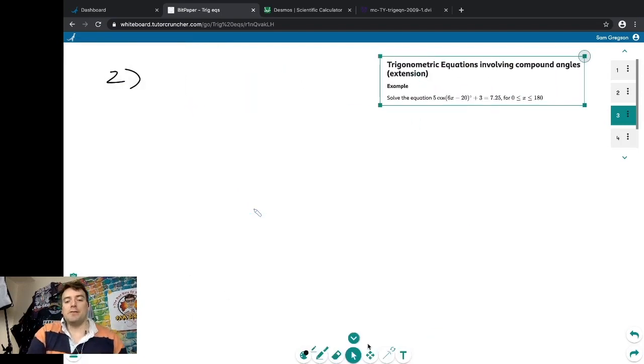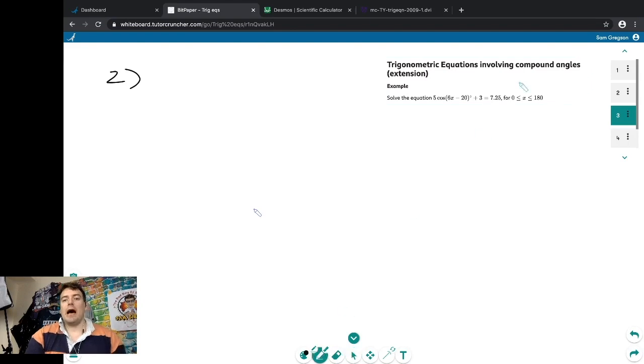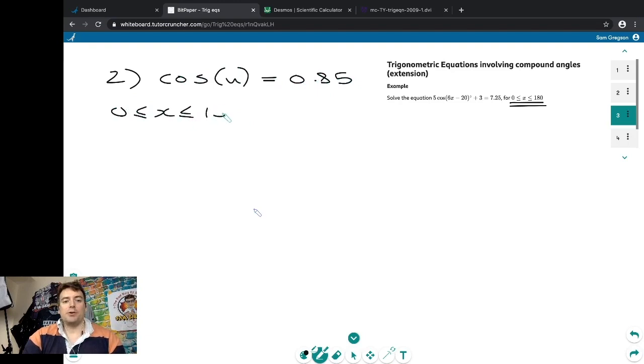Because what you've done is a substitution, and the initial range, 0 to 180, was for x. But we've changed the equation to be for u. So we've got cos of u is equal to 0.85. And the range for x was 0 to 180, but we don't want the range for x anymore. We want the range for u. And we know that u is 6x minus 20.